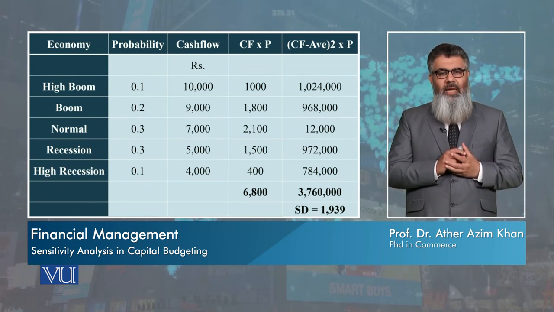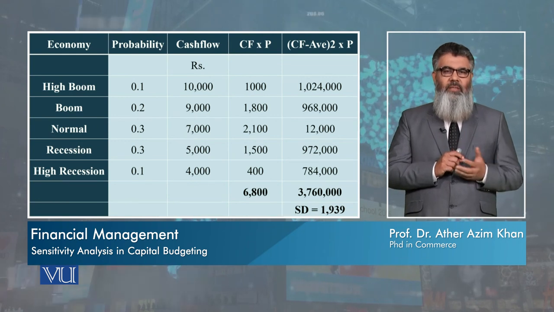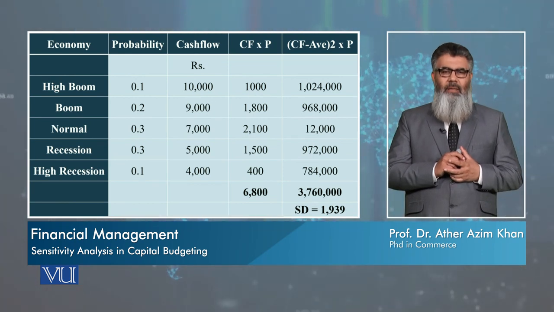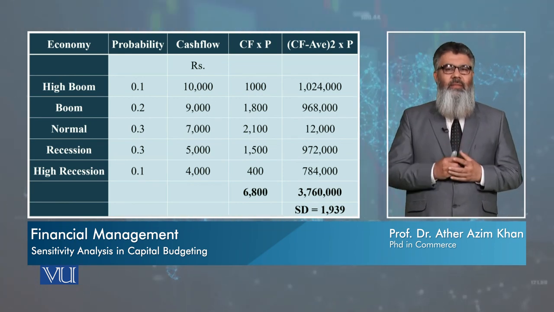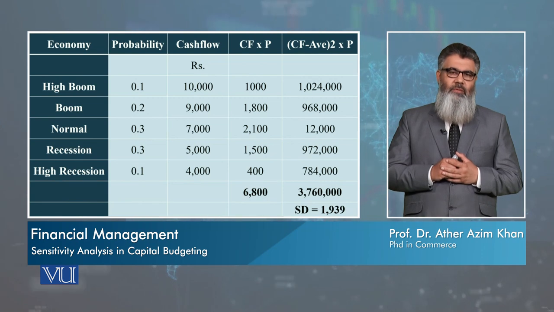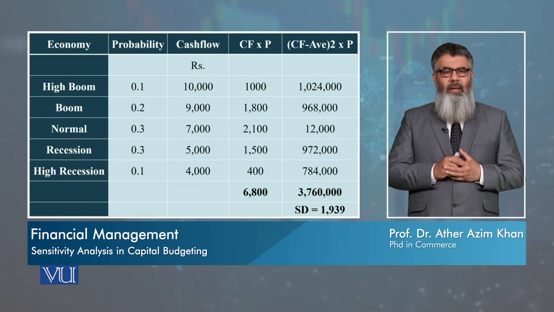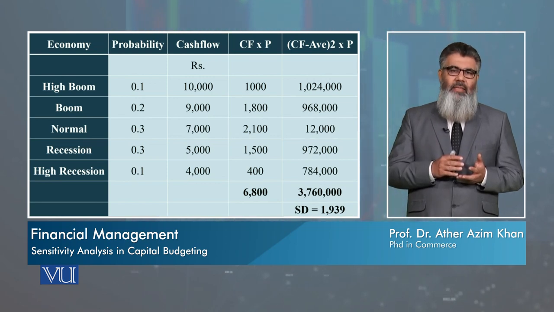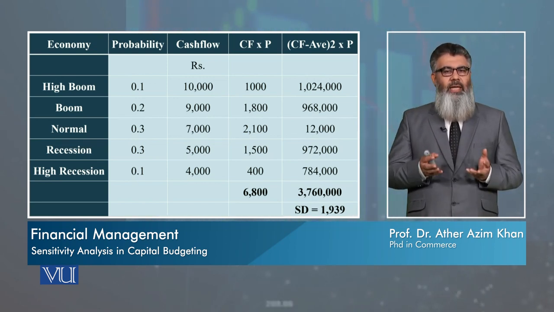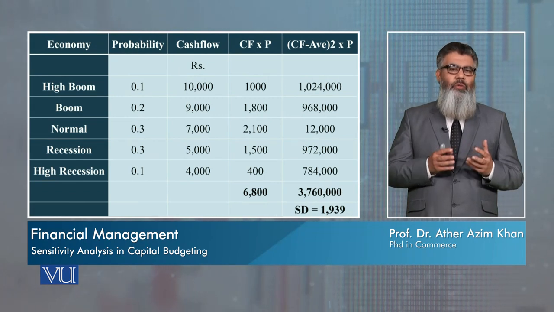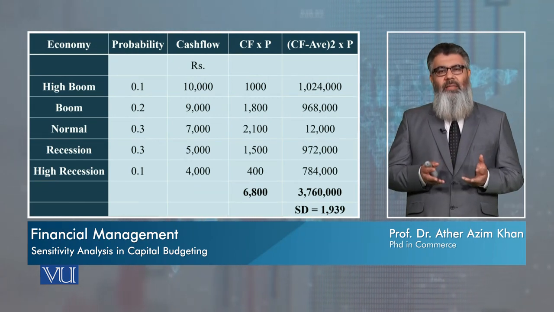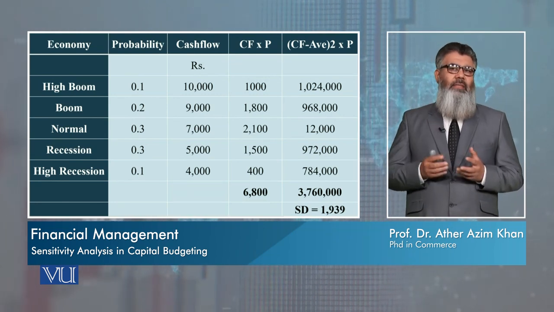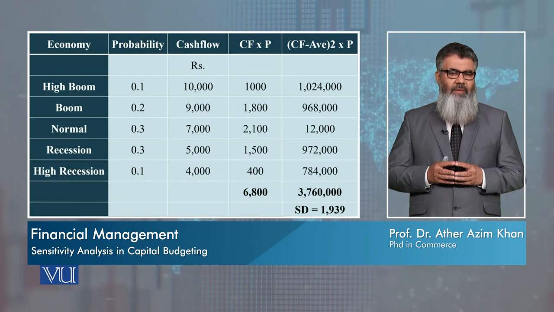Agar main 6,800 ko 10,000 mein se minus karun aur uska square lene ke baad uski probability se multiply kar dun, to mere paas ye answer aayega 1,024,000. Isi tarah agar main 9,000 mein se average yani 6,800 ko minus kar dun aur usko square leke uski probability yani 0.2 se multiply karo, to mere paas answer aayega 968,000. And likewise, I can calculate all the values.